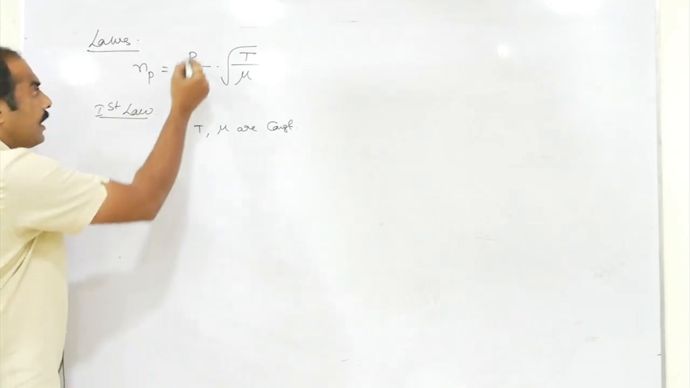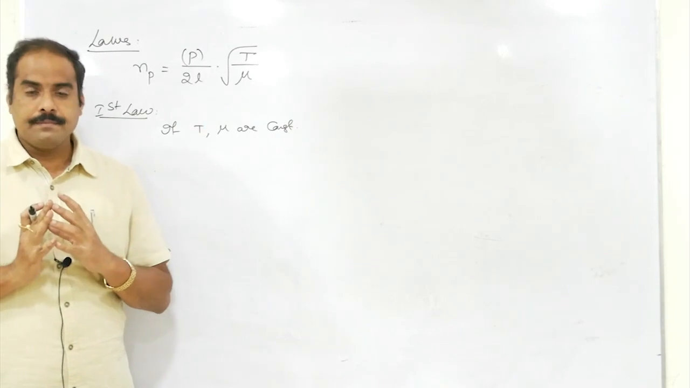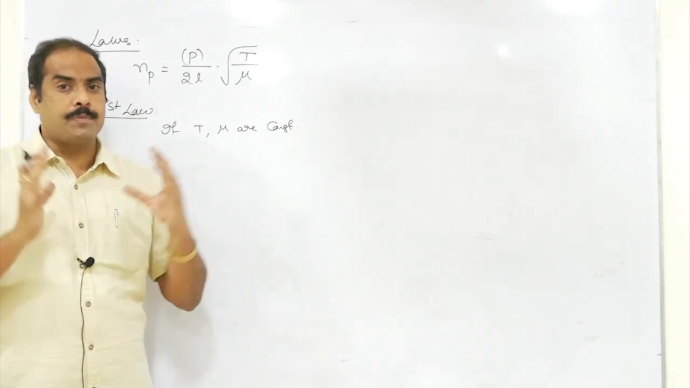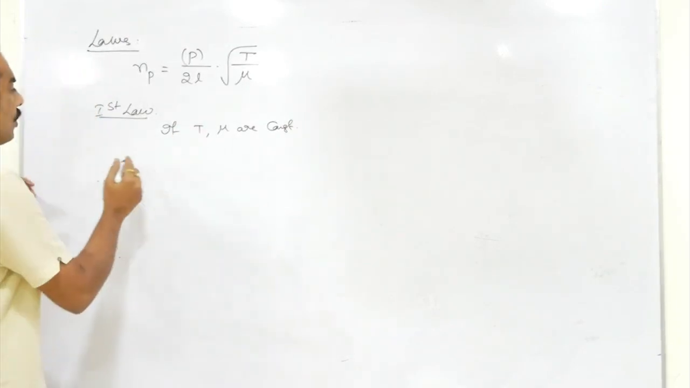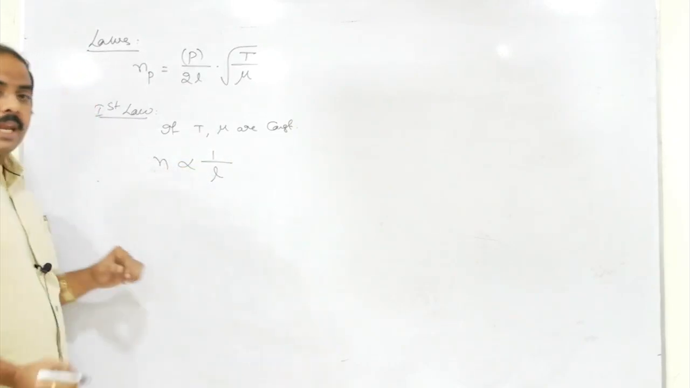So, here P, what is this P? Number of loops. P indicates the number of loops. It is a number. So, we can write finally N is inversely proportional to L.